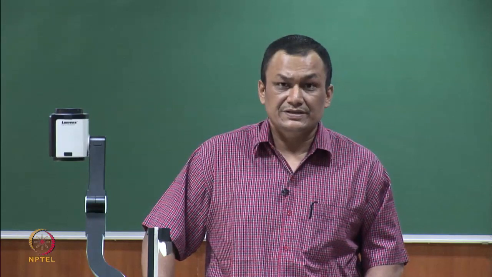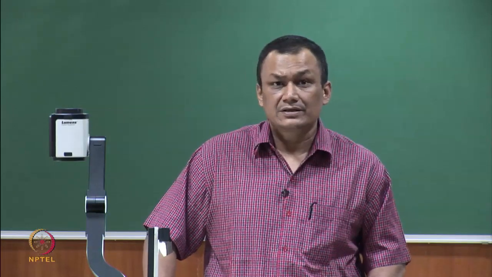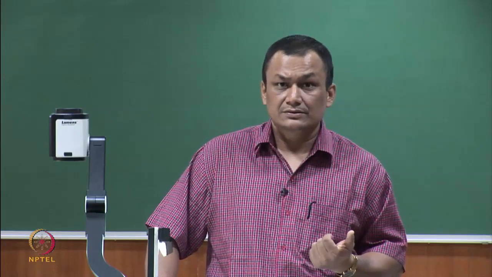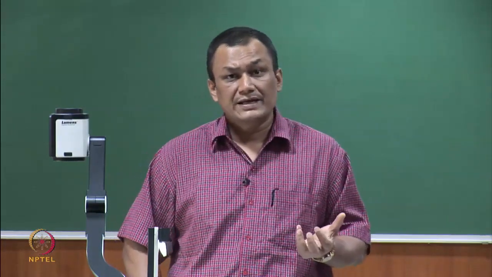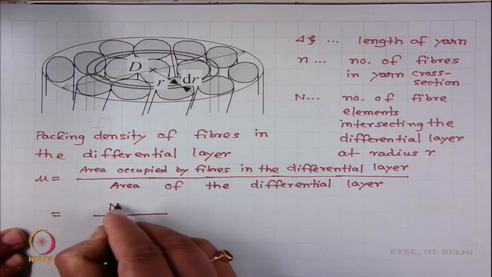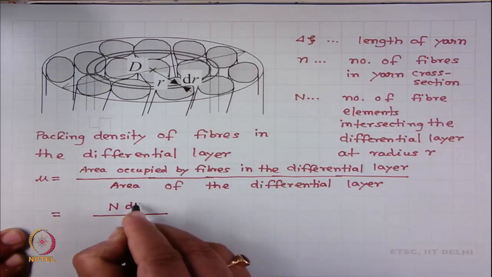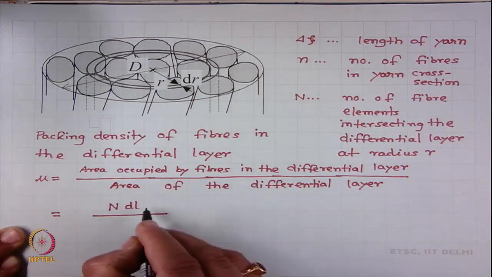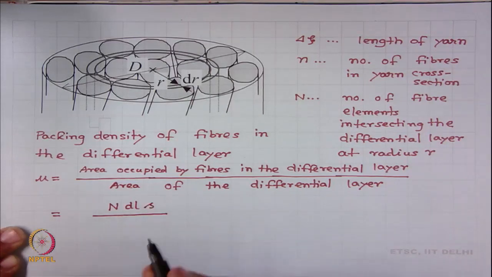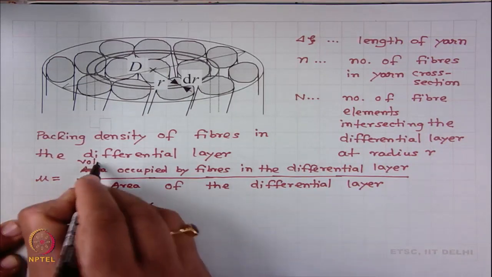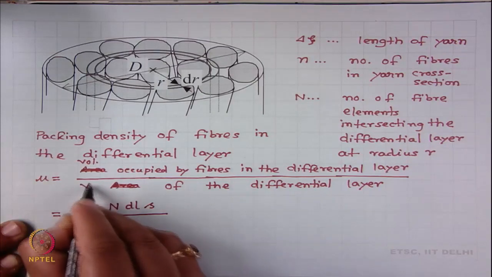How many fiber elements are present here? Capital N. What is the length of each segment? DL. What is the cross sectional area of fiber? Small s. So, what is the total area occupied by the fibers in the differential layer? N, number of fiber segments, each segment has a length DL and area s. So, this is basically the volume.